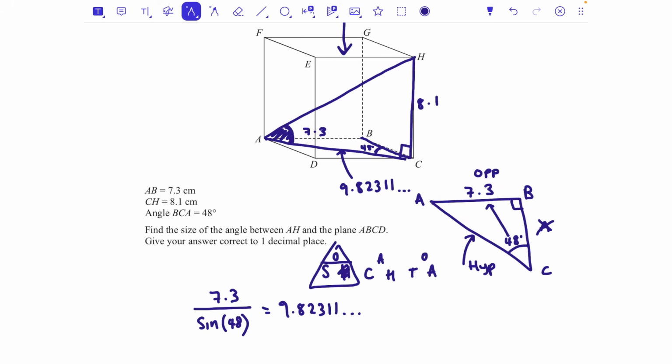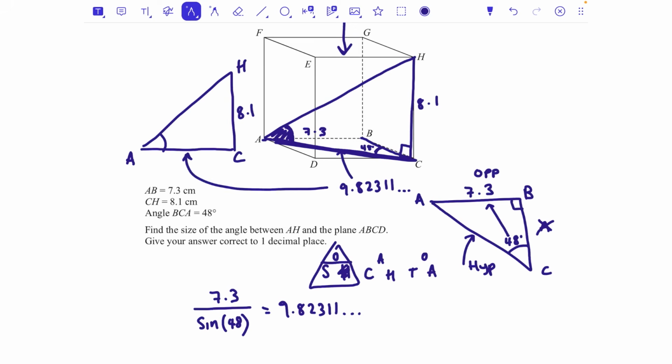If you imagine just looking at this stood up right angled triangle, I want this angle. This is A. This is C. We're going diagonally across the shape here. And I know the height is 8.1 going up to H. We've just worked out that this side here is 9.82311. And I want the angle.